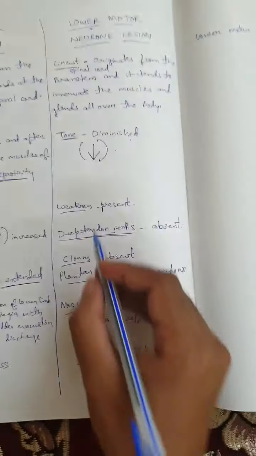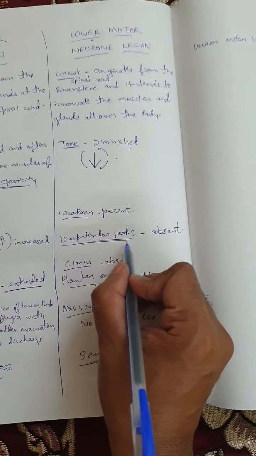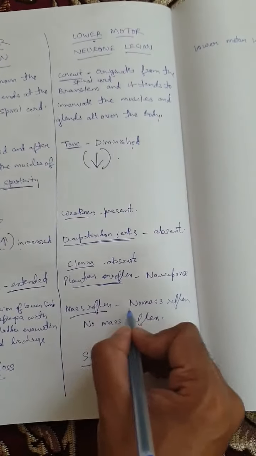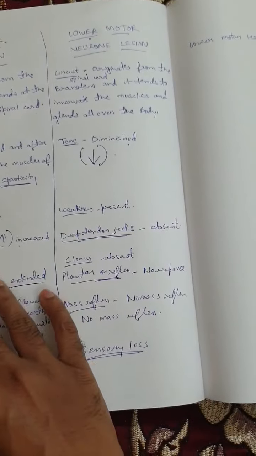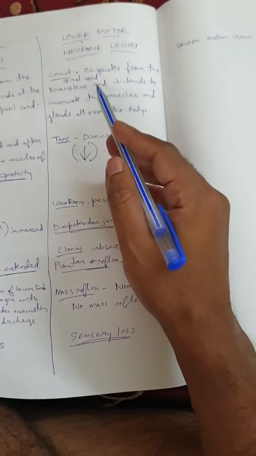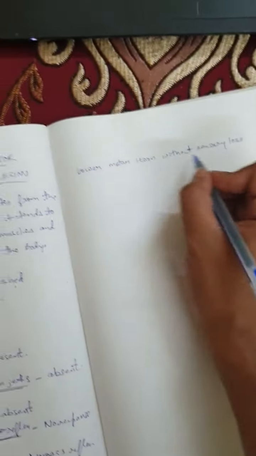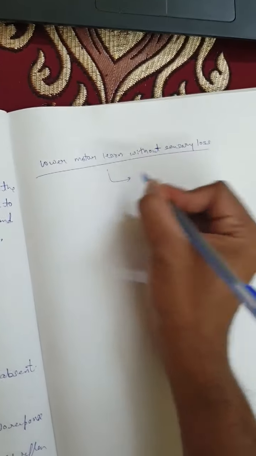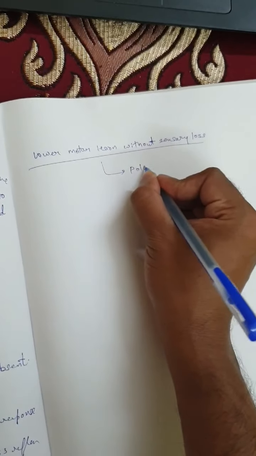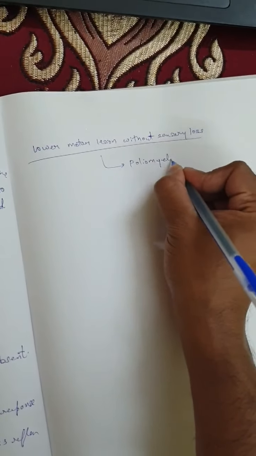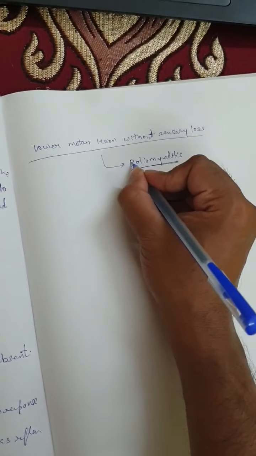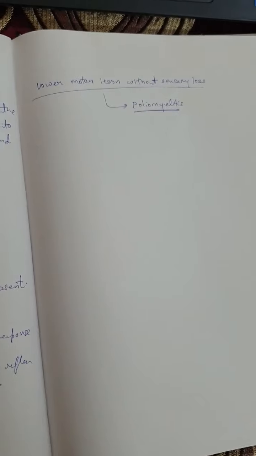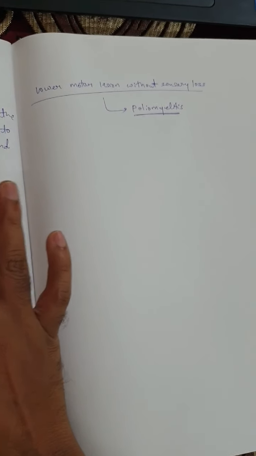Based on these features: diminished tone, deep tendon jerk absent, clonus absent, plantar reflex no response, no mass reflex. These are the other features, all present along with absence of sensory loss. What is that case where it is seen? It is seen in poliomyelitis. Just remember, because we will be studying the other topics of neurology subsequently, and we'll be getting clear with every subsequent topic, so nothing to get scared of.